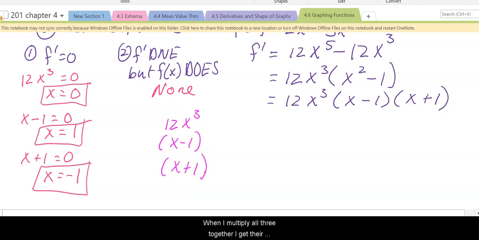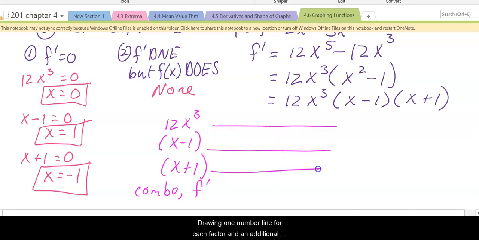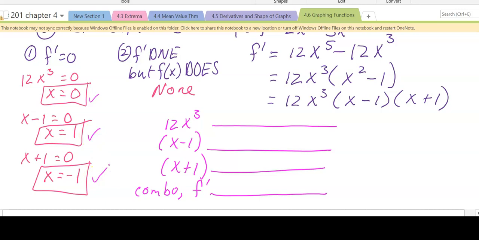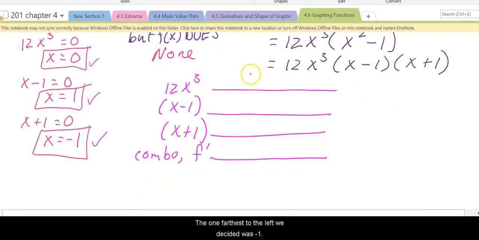When I multiply all three together, I get the combination, or what I can also call f prime. Drawing one number line for each factor and an additional number line for f prime, I'm ready to put the critical values onto those number lines as vertical lines. The one furthest to the left we decided was -1. We'll make a long vertical bar and label it -1.